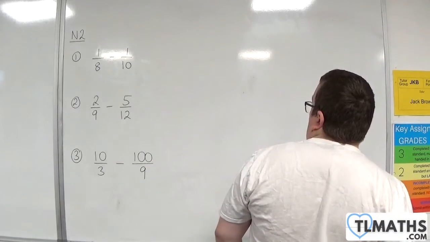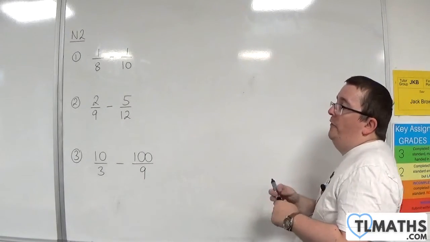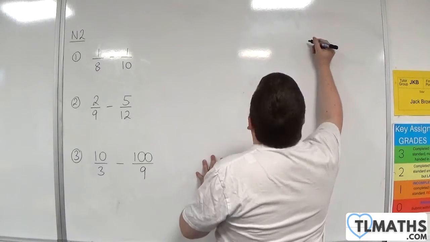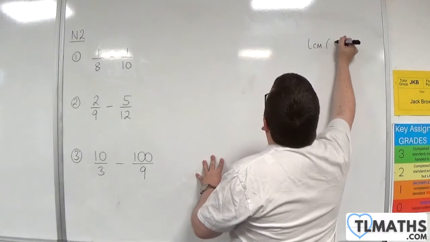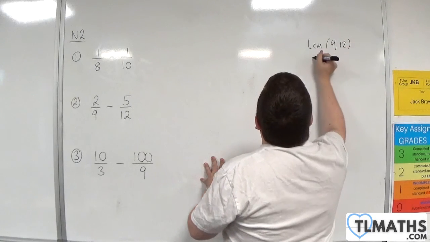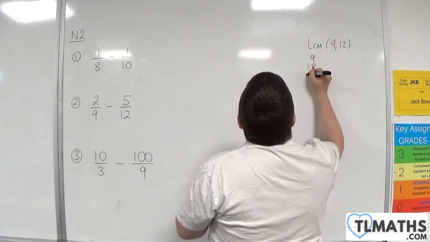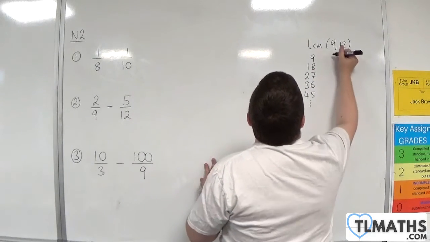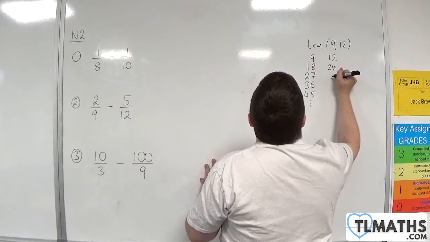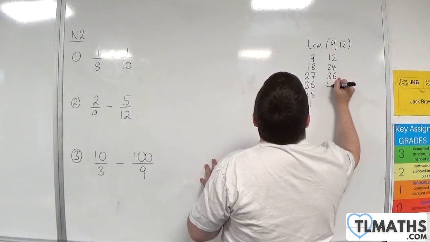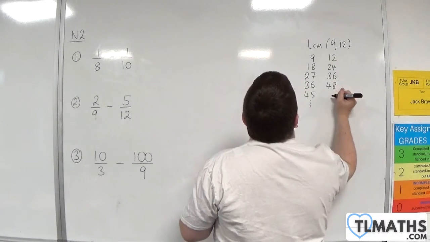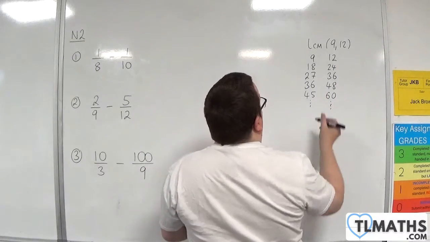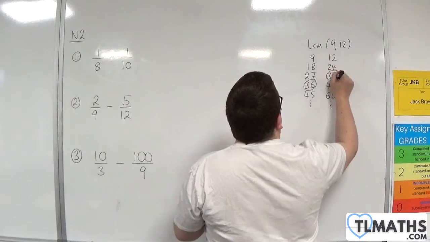Right, question number 2. 2/9 take away 5/12. Now, let's see. We need the lowest common multiple of 9 and 12. So 9, 18, 27, 36, 45, etc. 12, 24, 36, 48, 60, etc. So the lowest common multiple is 36.